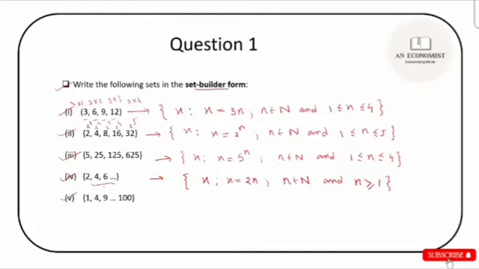Then go to question number 5. It is 1, 4, 9, up to 100. So it will be x such that x equals to n square, where n belongs to natural numbers and 1 less than equals to n less than equals to 10. Right? I hope this is understood. So let's get to the second question.